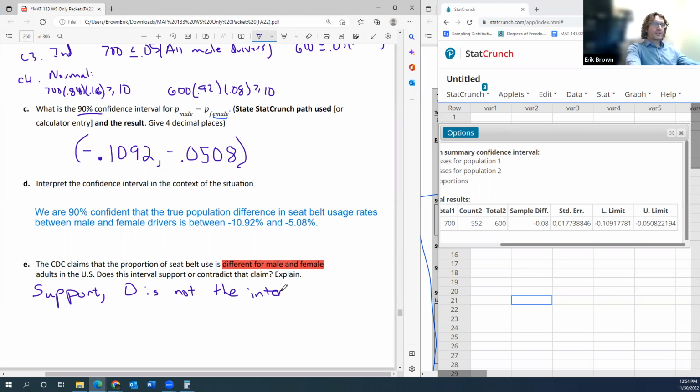Keep in mind, we're doing a subtraction, and if the numbers are the same, they'll equal 0. If they're not the same, they'll equal some other number. So because there isn't a 0 in between, we're saying when we do the subtraction between the two proportions, all the possible options for the population difference are negative values. So there's a difference between them. The CDC is correct. And based on the way the subtraction is going, because it's male minus female, females are wearing their seatbelts at a higher rate than males. Almost up to 10% more. Good.